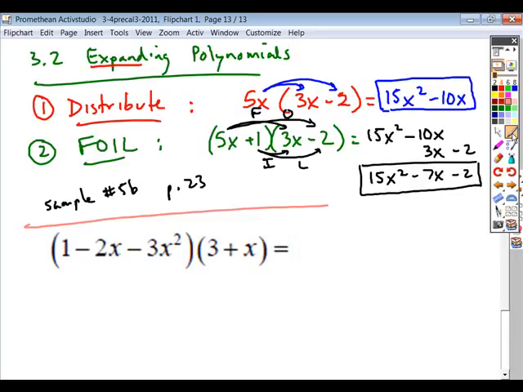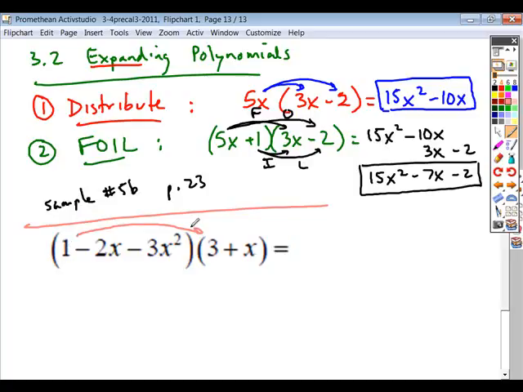When you distribute this, it doesn't matter whether you distribute from left to right or right to left. So I can distribute the 1 across, then the negative 2x, then the negative 3x squared. Or I could start on the right and distribute the 3 and the x back the other direction. Again, it doesn't matter which way. Probably more efficient to go from right to left, but most of you would probably go from left to right. So let's talk through that step.